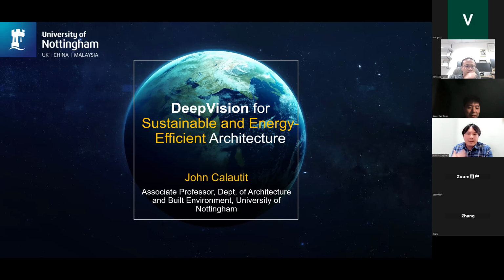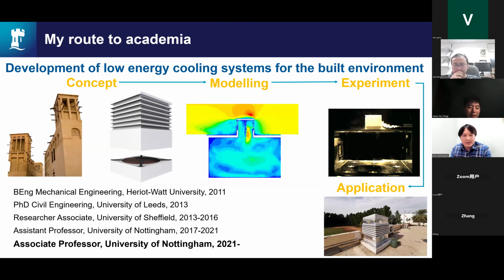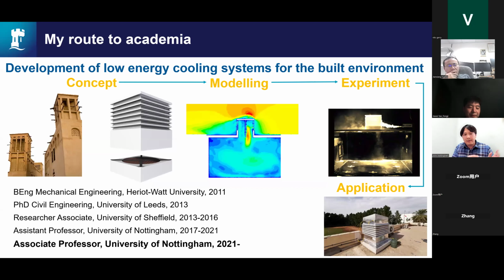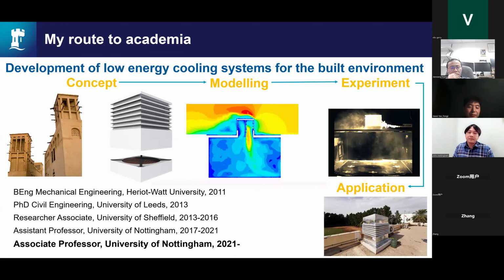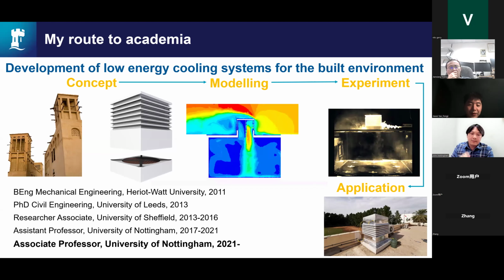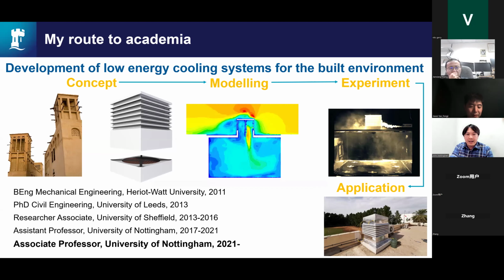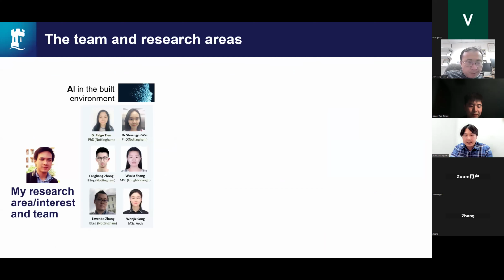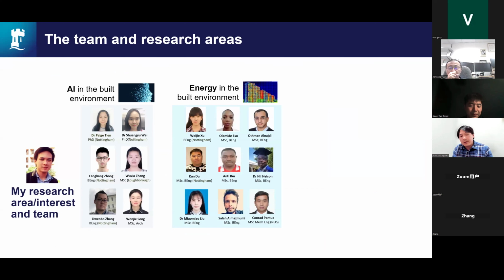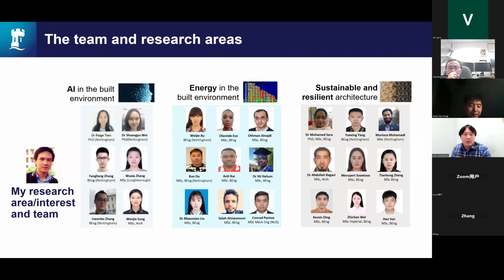Just a little bit about myself. I'm John Colty, from the University of Nottingham in the Department of Architecture and Built Environment. I joined Nottingham in 2017, and previous to that, I was in Leeds and Sheffield. A lot of my research before focused on using CFD modeling and experimental testing to design low energy cooling systems for buildings. Today, I'm more focused on the application of AI in buildings, energy systems or technologies in buildings, and the application of sustainable and resilient architectural designs to enhance the performance of buildings.